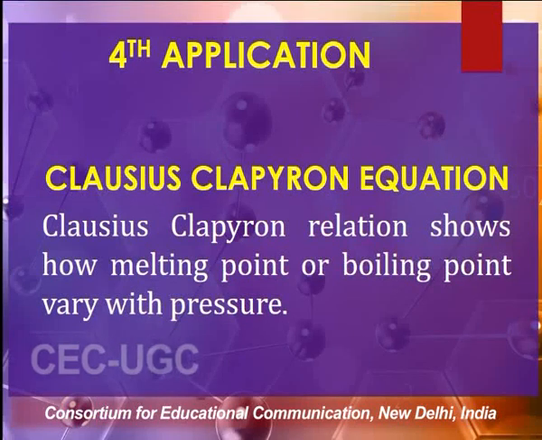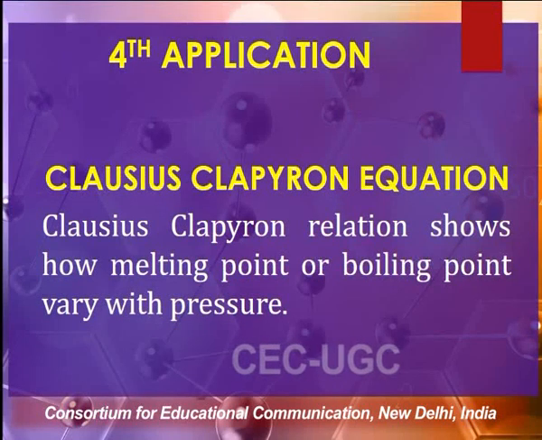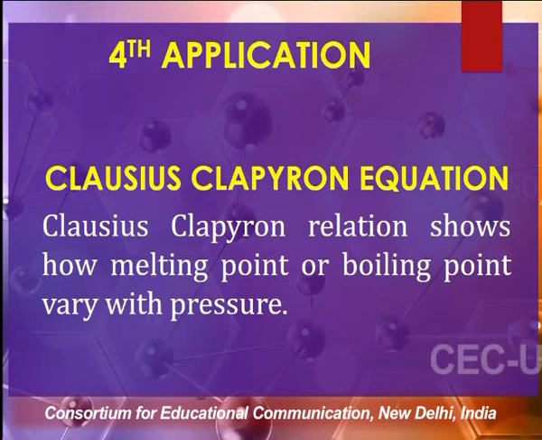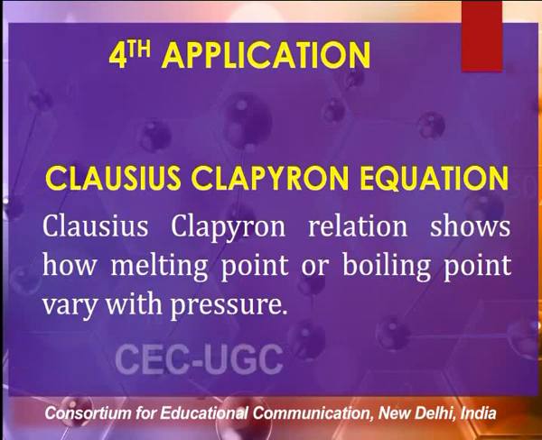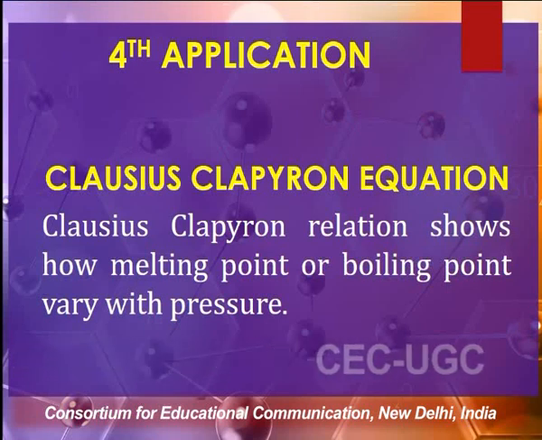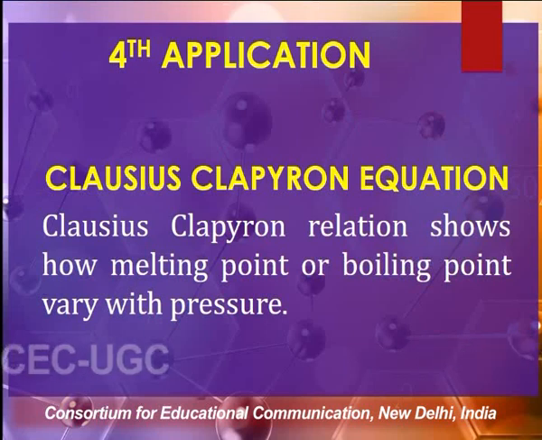Now let me discuss the fourth application of the Maxwell relation, which is very, very important. It pertains to the derivation of the Clausius-Clapeyron equation. What is the Clausius-Clapeyron equation? It is an equation which shows how melting point or the boiling point vary with pressure. That is, we have to find out a relation in which we find out the differential dP by dT. Using Maxwell's thermodynamical relations, we can deduce the Clausius-Clapeyron equation.